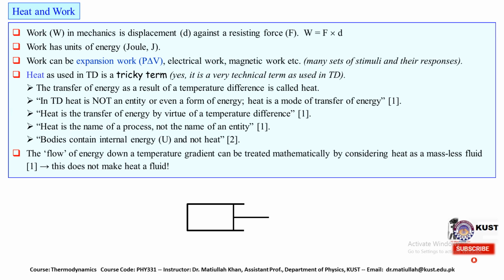Heat is the name of a process but not the name of an entity. Bodies contain internal energy and not heat. So the flow of energy down a temperature gradient can be treated mathematically by considering heat as a mass-less fluid, that is, treating heat as a fluid.